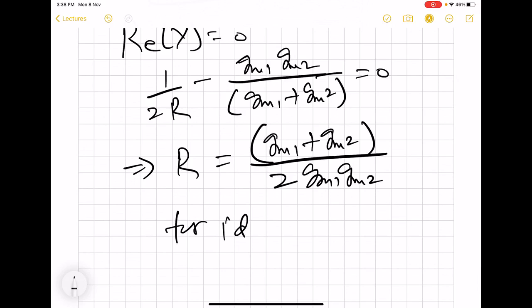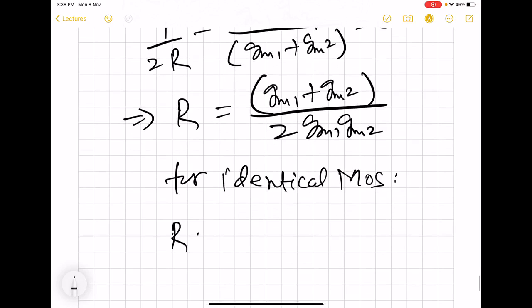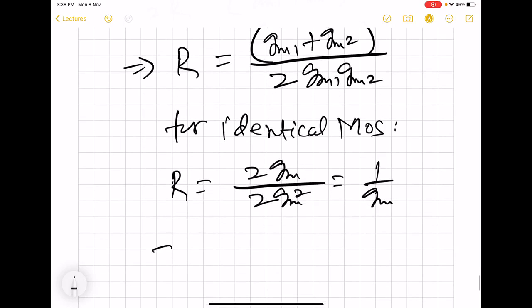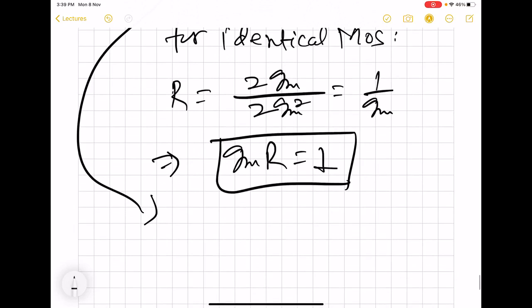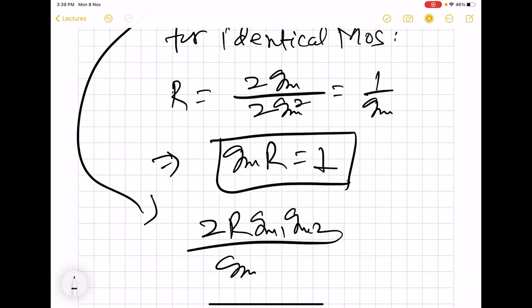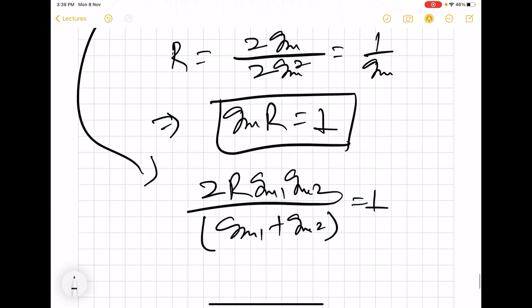Now for identical MOS, what we will get is R should be equal to 2GM divided by 2GM square, which is equal to 1 by GM. So this says that GM R is equal to 1. In fact, for the general case also, 2R GM1 GM2 by GM1 plus GM2 is equal to 1. So this is the oscillation condition, or GM can be found out using this equation.